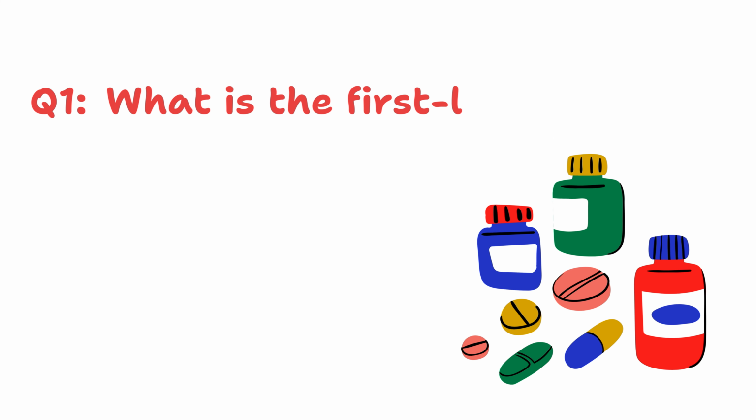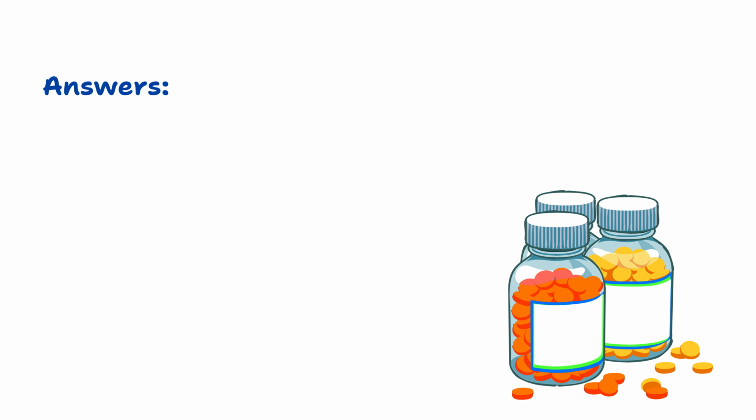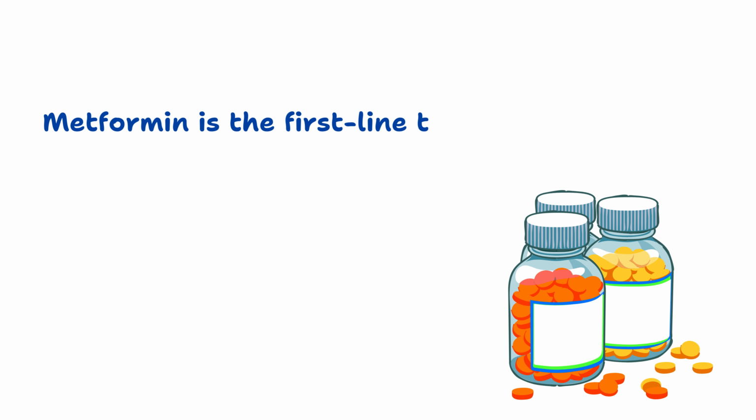Question 1. What is the first-line treatment for this patient? Answer: metformin. Metformin is the first-line treatment for T2DM unless contraindicated.